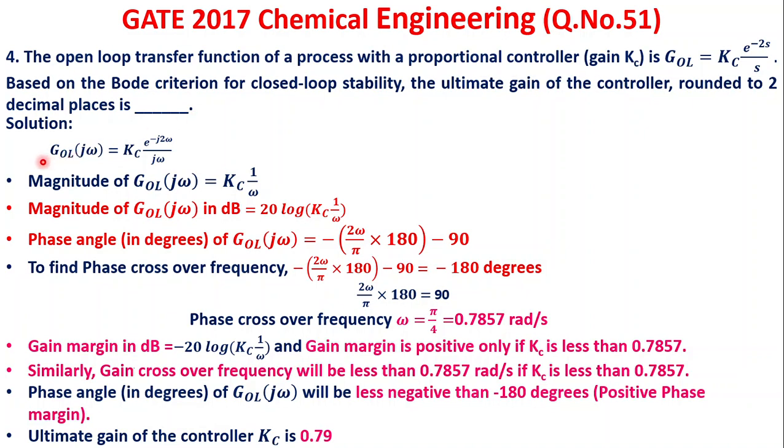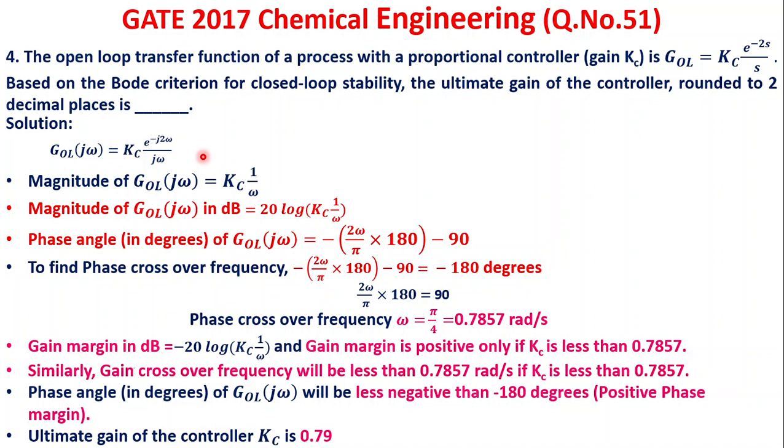So the Bode criterion for closed loop stability means what we have to see? Gain margin and phase margin we have to see. So even without drawing the Bode plot, we can do this very simply. We have to find out the gain margin. To find the gain margin, we should know the phase crossover frequency. And if we want to find the phase margin, we should know the gain crossover frequency. From that, we can check whether the gain margin and phase margin are positive. If both are positive, the closed loop system is stable.